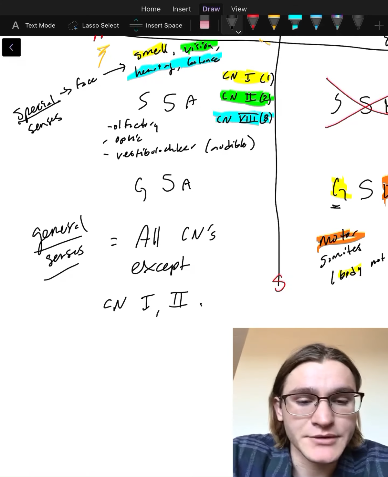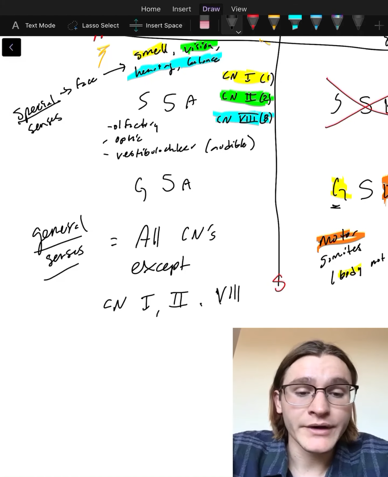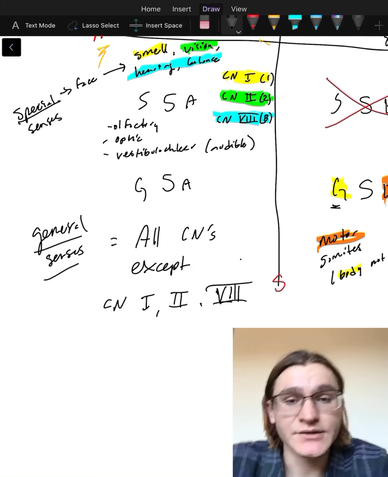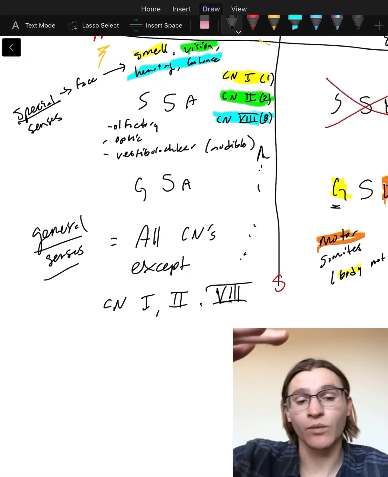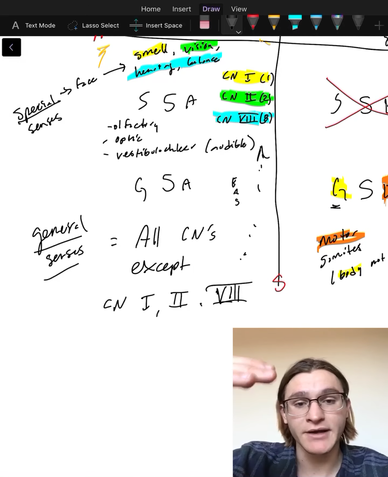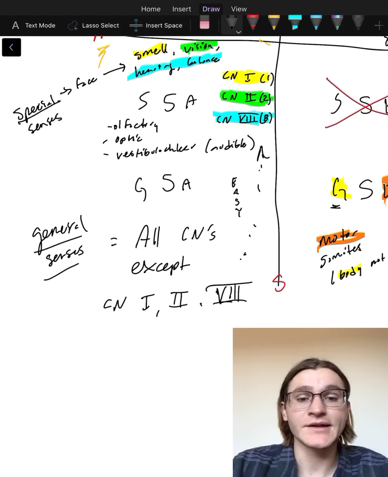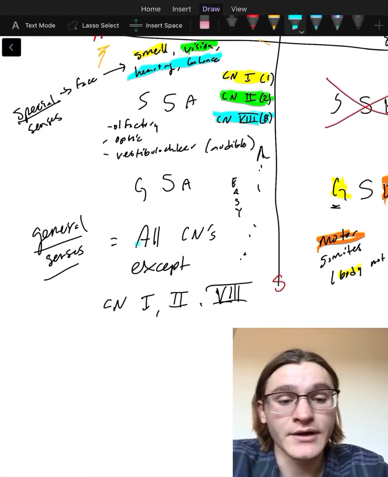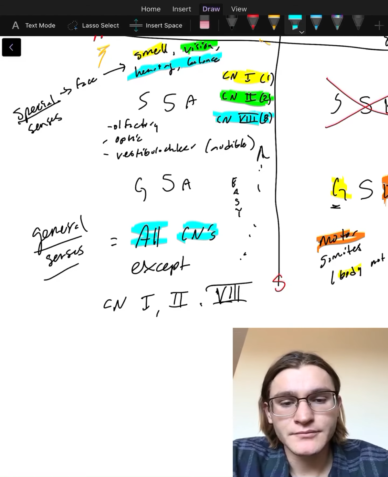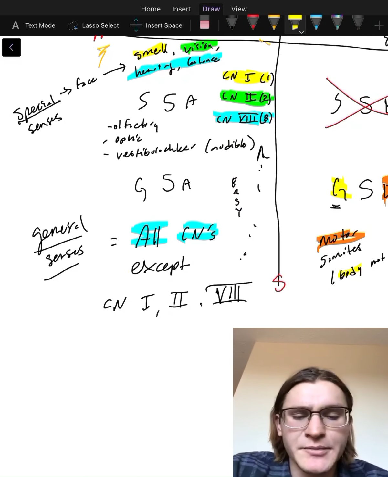So that's our proprioception. And these are going to be all our cranial nerves except for 1, 2, and 8. This is why this is my favorite quadrant, because as soon as you know 1, 2, and 8 is for special somatic afferent, you could say everything else is for our general somatic afferent system. So very cool. So that's pretty much sums it up.